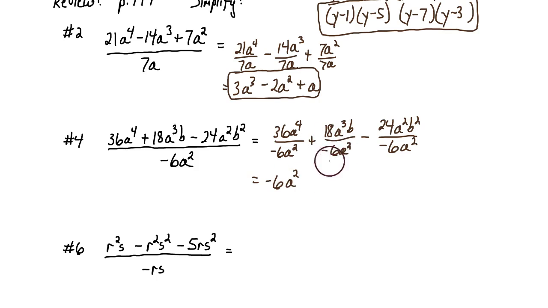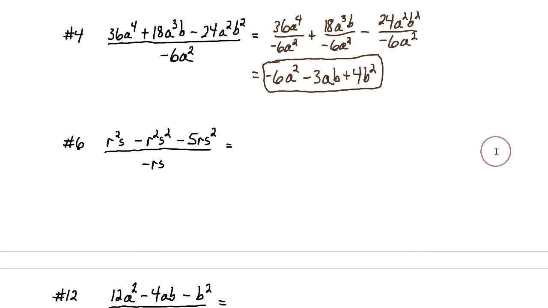Positive 18 divided by negative 6 is negative 3. A cubed divided by a squared is a single a, and there is a b on the top. Now the last term, negative 24 divided by negative 6 is positive 4. A squared divided by a squared cancels away totally, and there's a b squared left in the top. So here's the answer.